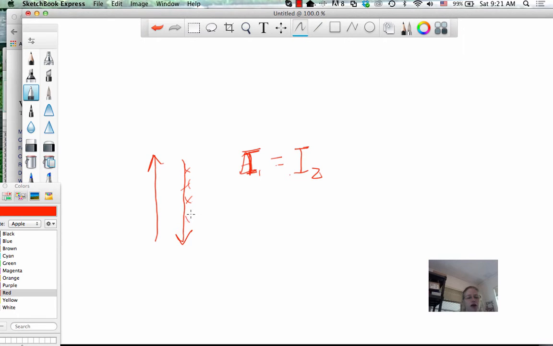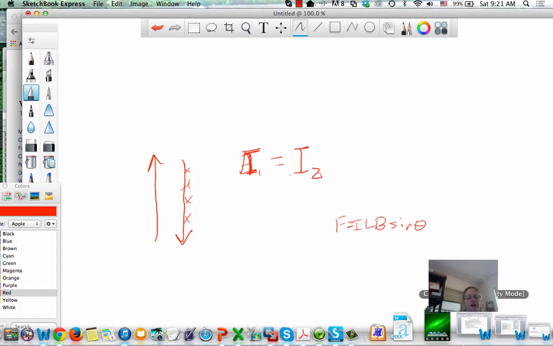Okay, so now we use our rule on F equals IL cross B equals ILB sine theta, and sine theta here is 1, to figure out what that force does on that current. So we point our fingers in the direction of the current, and then we curl our fingers in the direction of the magnetic field. Magnetic field is going into the page, and our thumb is now pointing to the right, so this second wire experiences a force to the right.